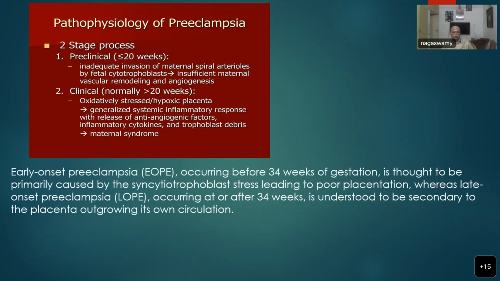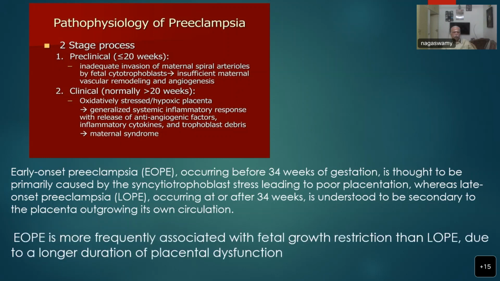This is thought to be primarily caused by syncytial trophoblast stress leading to poor placentation, whereas late onset preeclampsia, occurring after 34 weeks, is understood to be secondary to the placenta outgrowing its own circulation. So this is a small difference in the concept of preeclampsia occurring early in pregnancy and late in pregnancy. Early onset preeclampsia is more frequently associated with fetal growth restriction, logically, because there is already placental ischemia, so you don't expect the fetus to grow normally due to the longer duration of placental dysfunction.